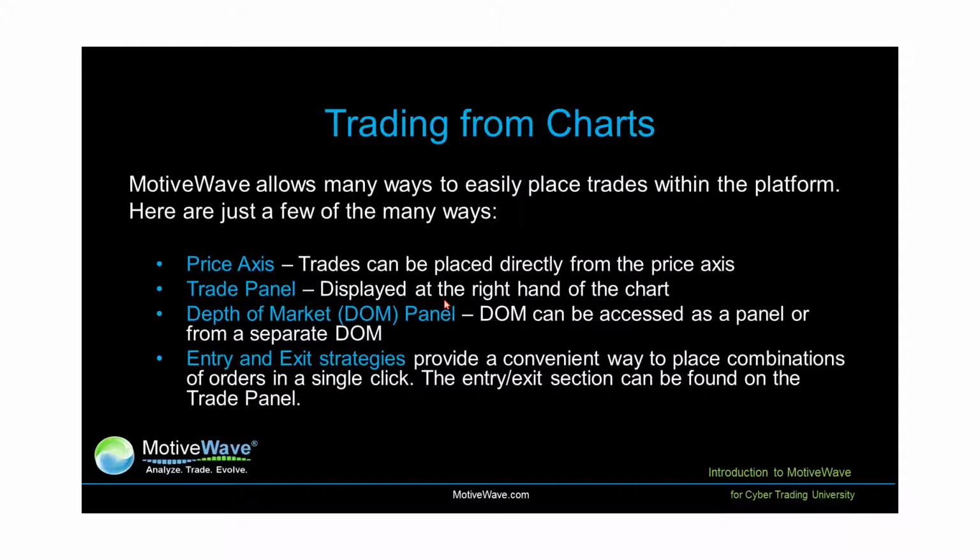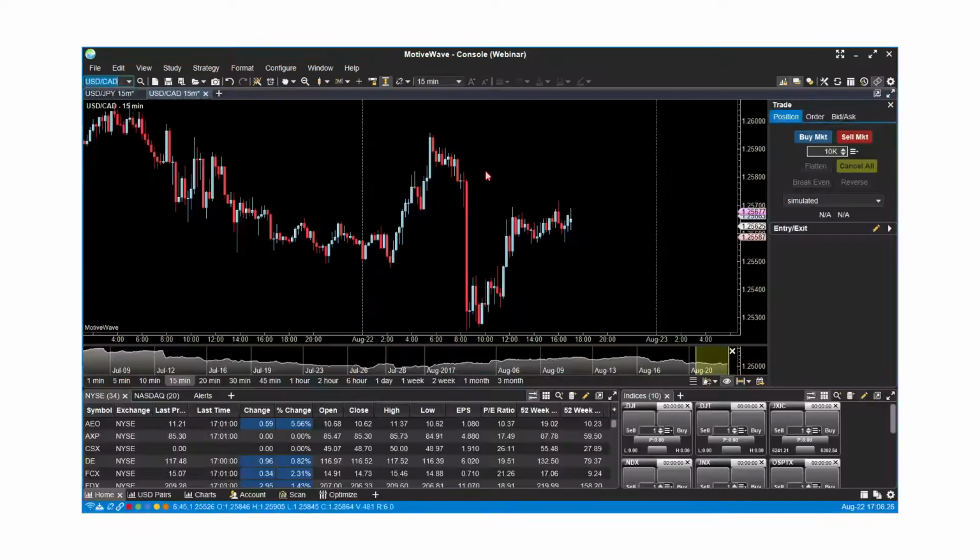There's a price axis. You can simply right click on the price axis and place a trade directly from there. Just select the order type. You can do it from the trade panel, which is displayed at the right hand of the chart. I will show you that in a moment. You can do it from the DOM, which also has some buy and sell buttons, and you can also activate strategies there as well. And then we have something called entry and exit strategies, which provide a convenient way to place combinations of orders in a single click. The entry exit section can be found on the trade panel. So let's go through this.